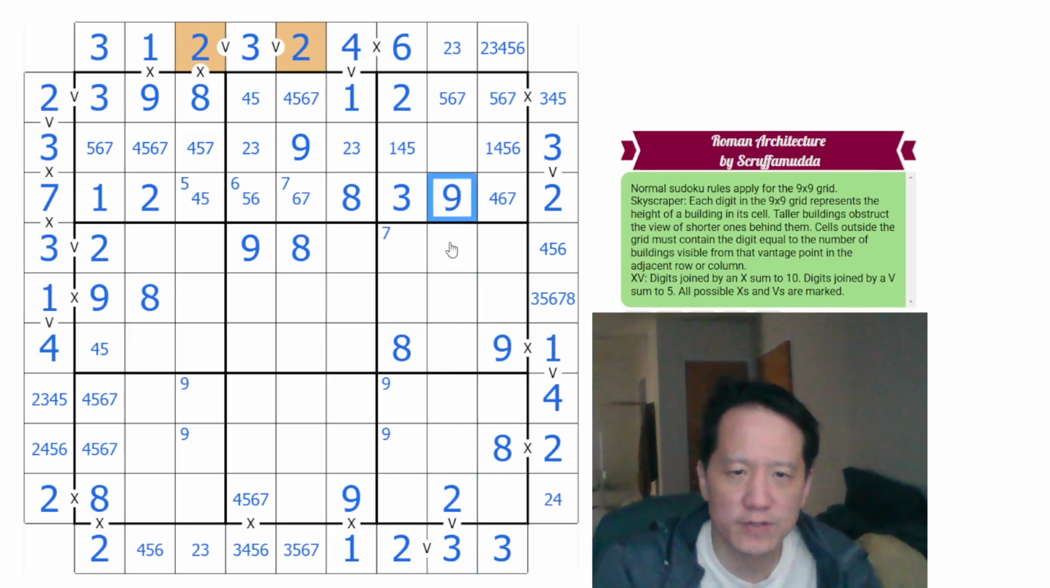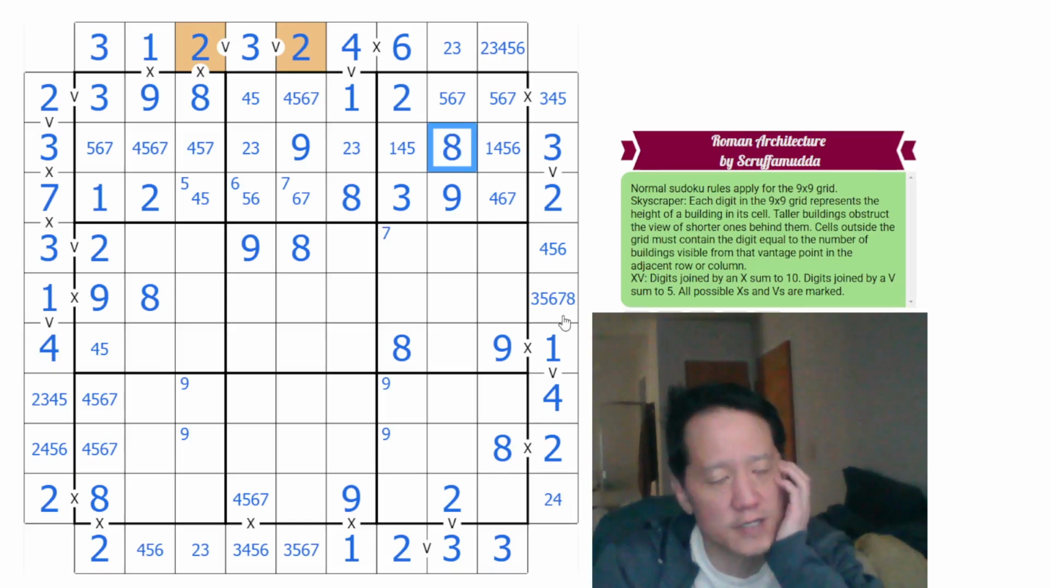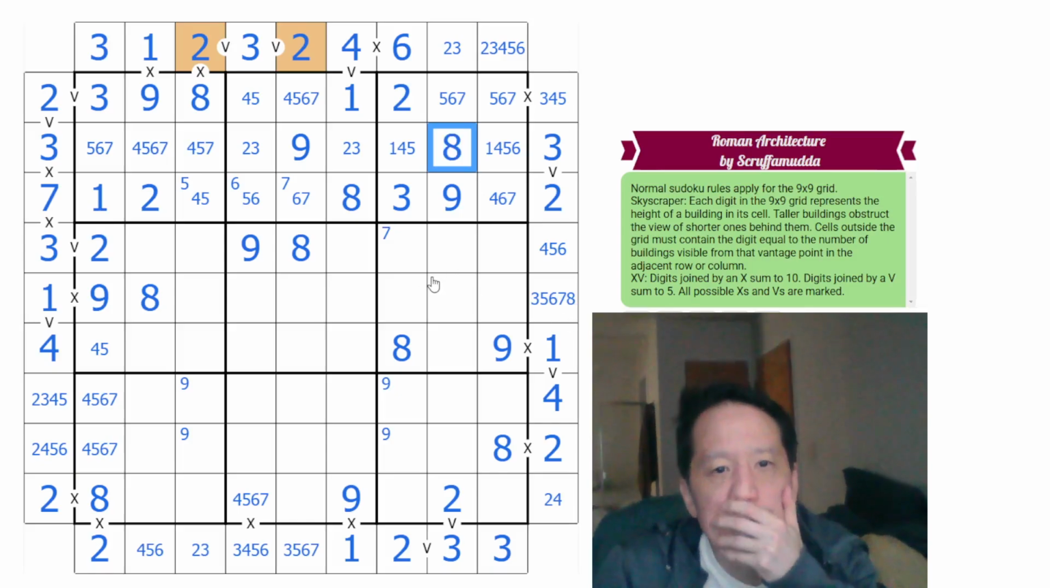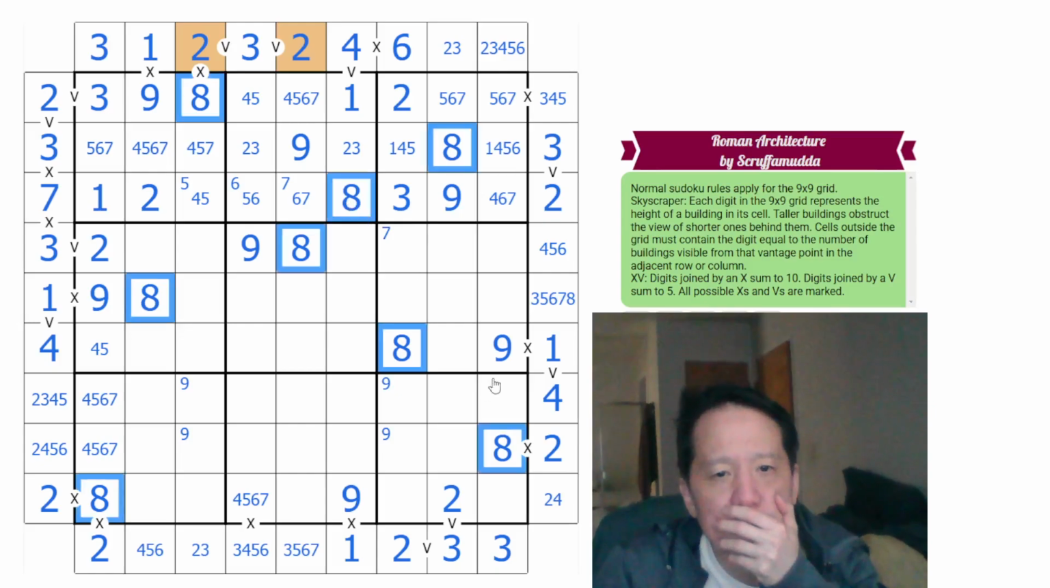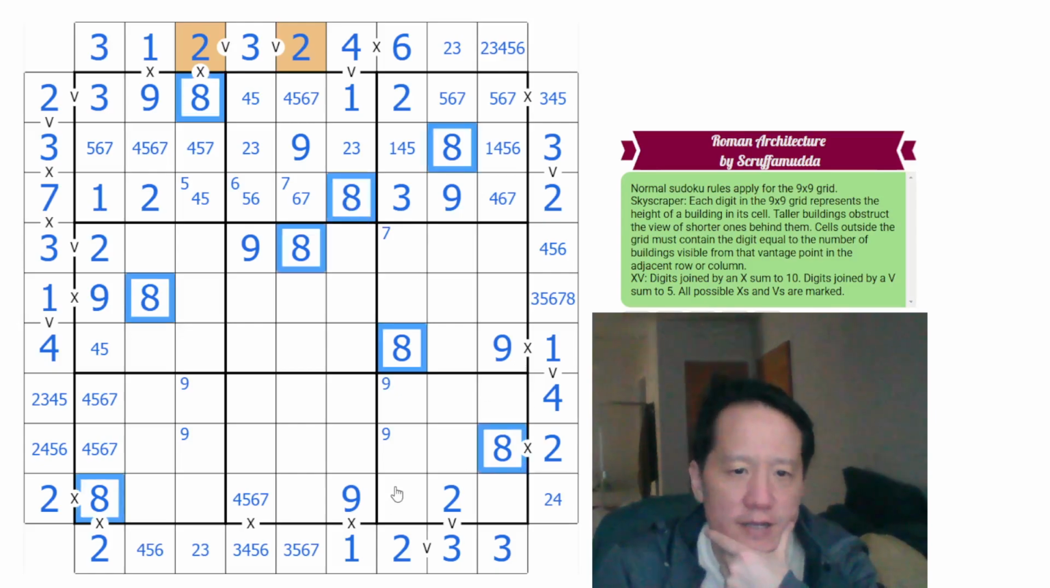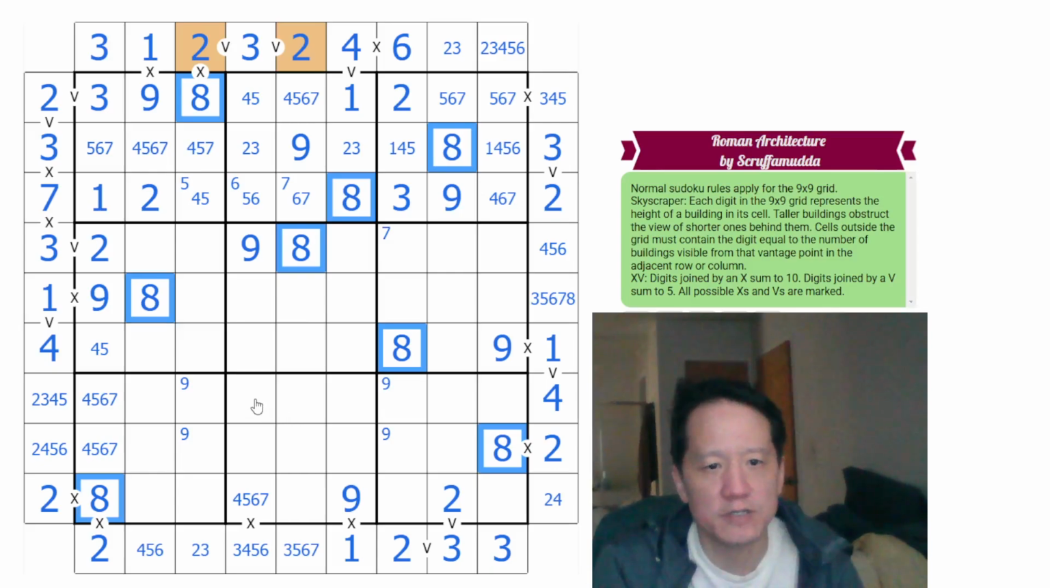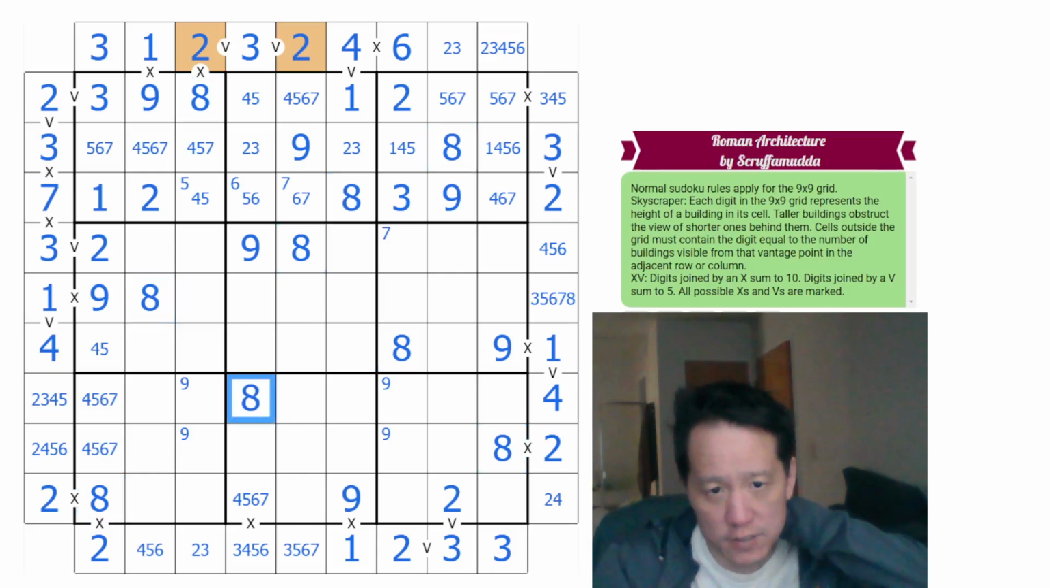This is 3, so this is actually pretty limited here too. Oh, where is the 8 in this box? It has to be here. So this is an 8. And we have 8 8s, so now we know where the last one is. It has to be here. So this is an 8.